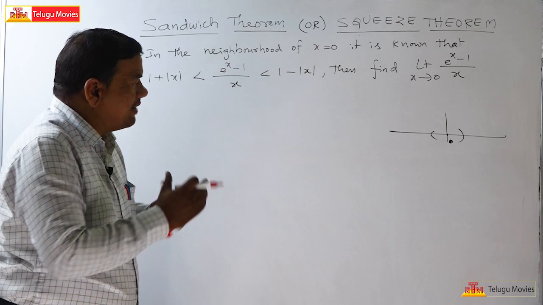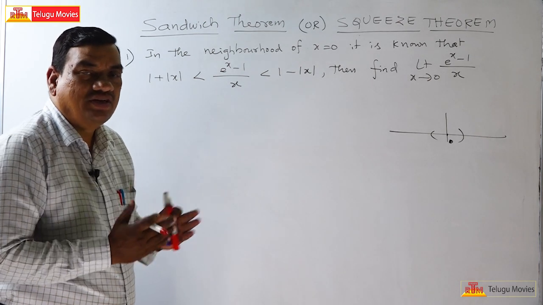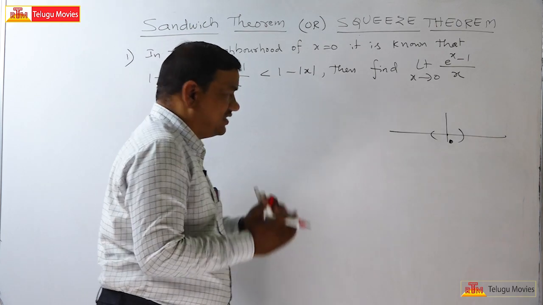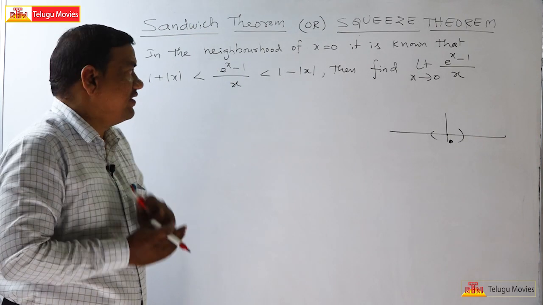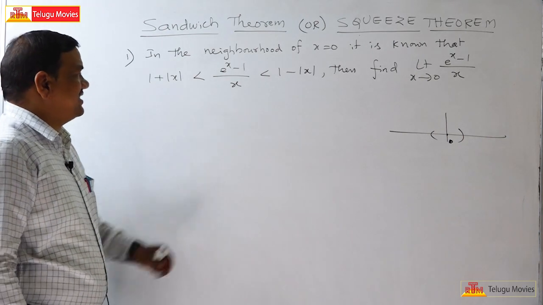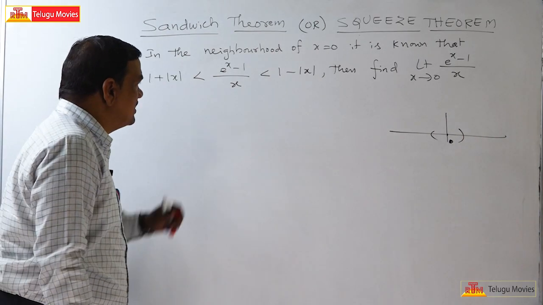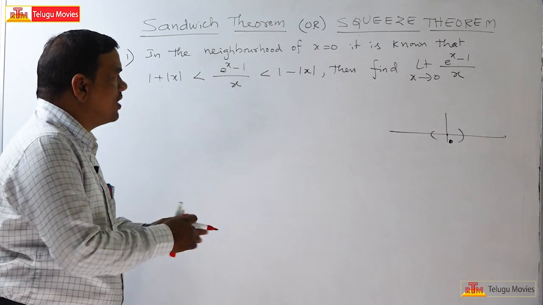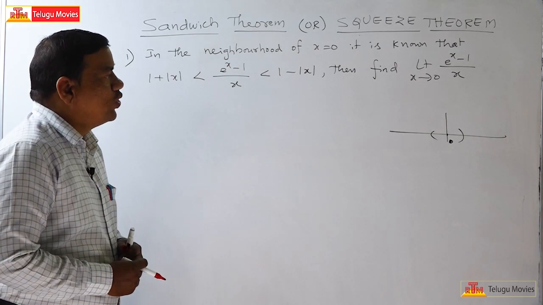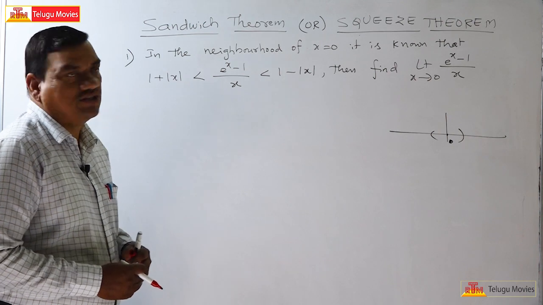So neighborhood means nearby values, nearby x equal to 0 values. In that very, very small interval, it is known that 1 plus mod x is less than (e power x minus 1) upon x, which is less than 1 minus mod x. Then find the limit as x tends to 0 of (e power x minus 1) upon x.